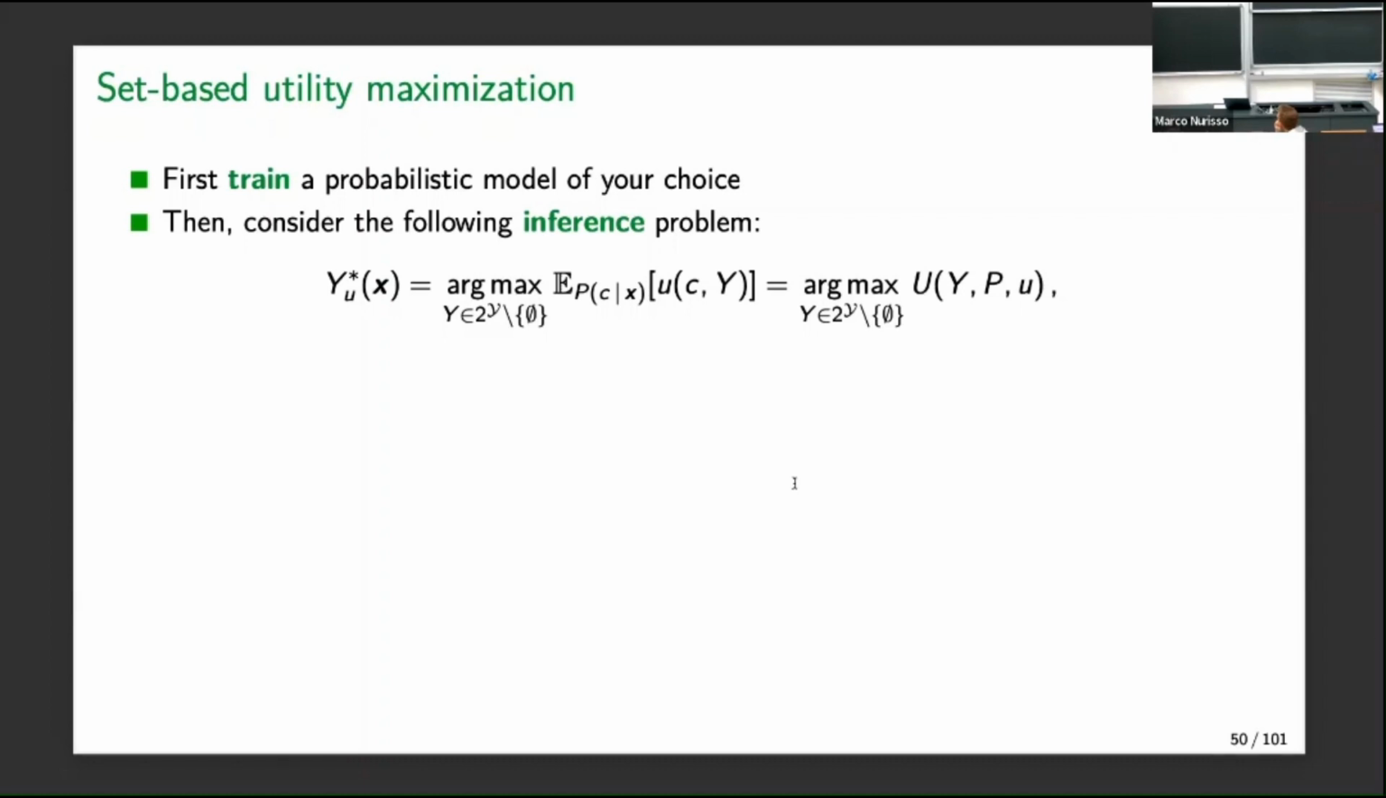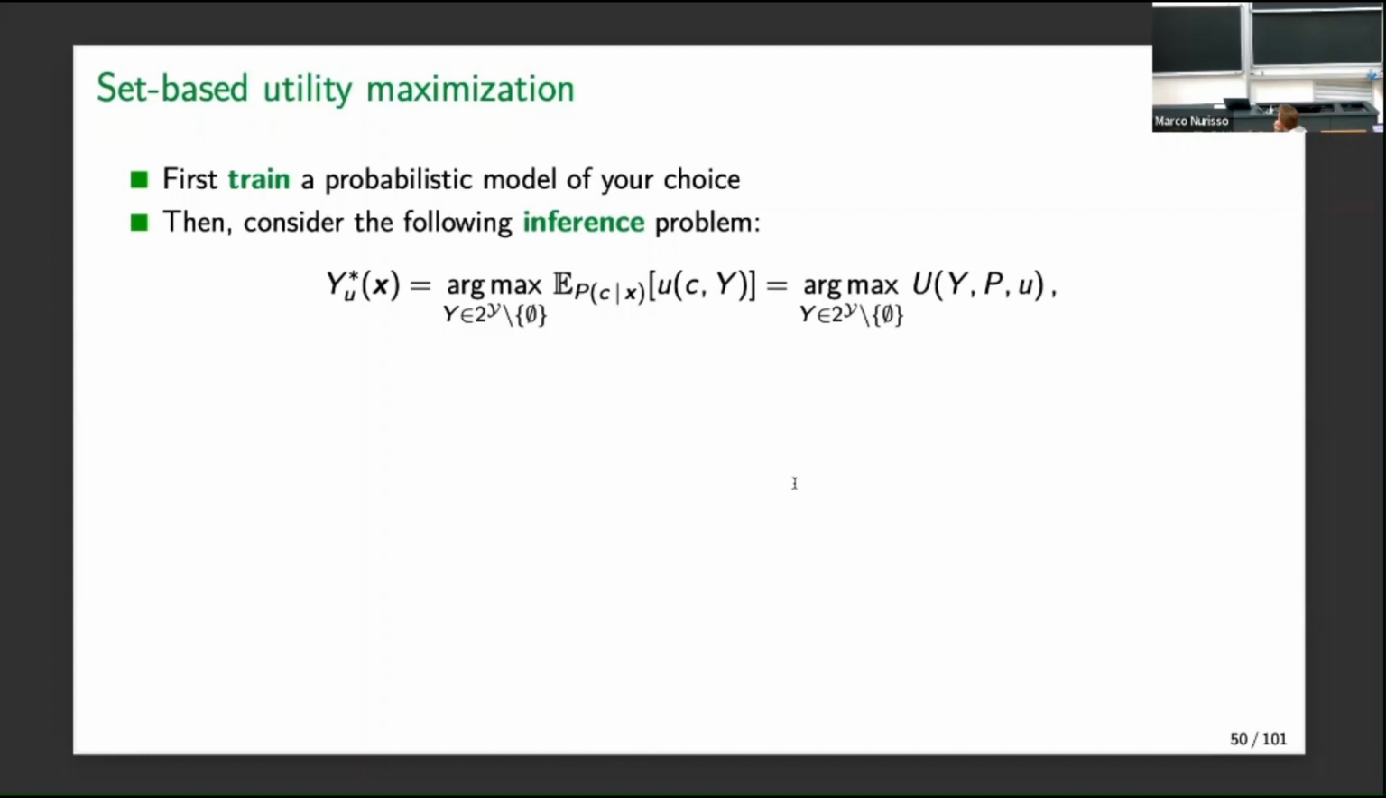So I have here a utility function U that takes the ground truth class C as input and my predicted set Y. And the predicted set that we're going to construct is going to be the argmax of this utility function. On my next slide, I will also use a shorthand notation. It's an expectation over this conditional distribution. The expected utility, I will use this notation for it.